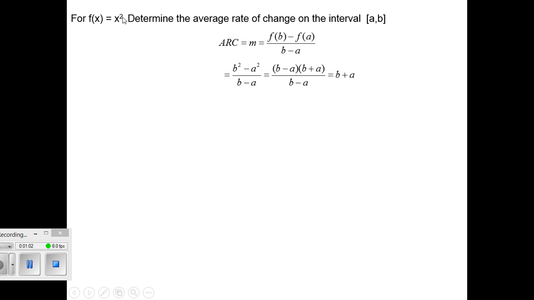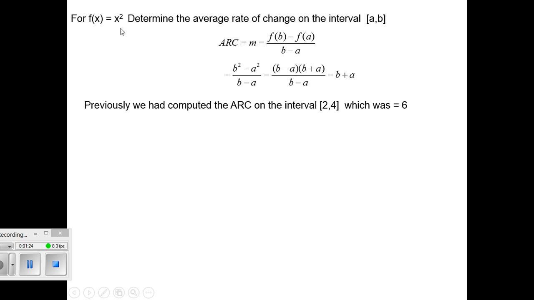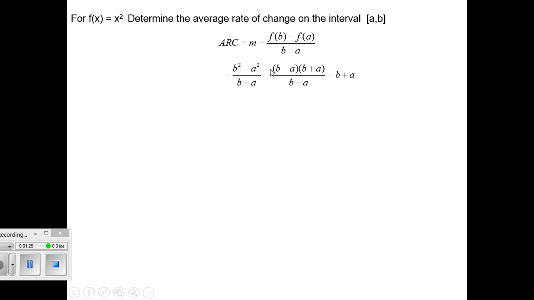Now, what is our function? Our function is x squared. f of b is simply plugging in b as a new x and squaring it, which really can't do anything more than just say it's b squared. Likewise, f of a is plugging in a here, which would just give us a squared. Now, so we have b squared minus a squared over b minus a.